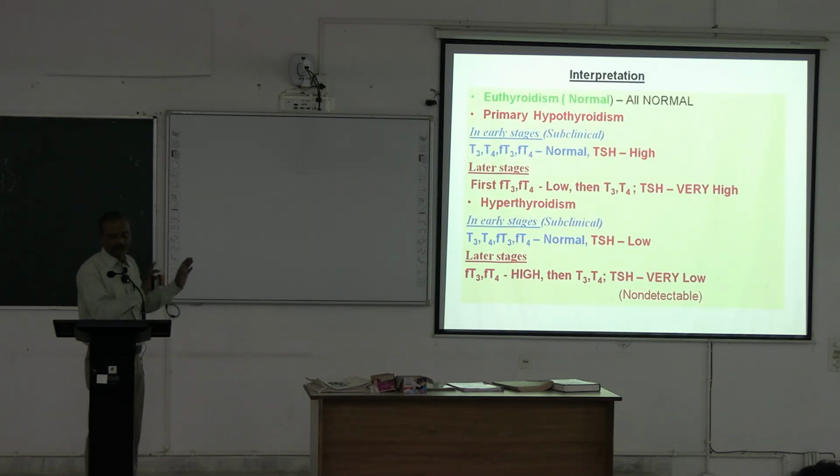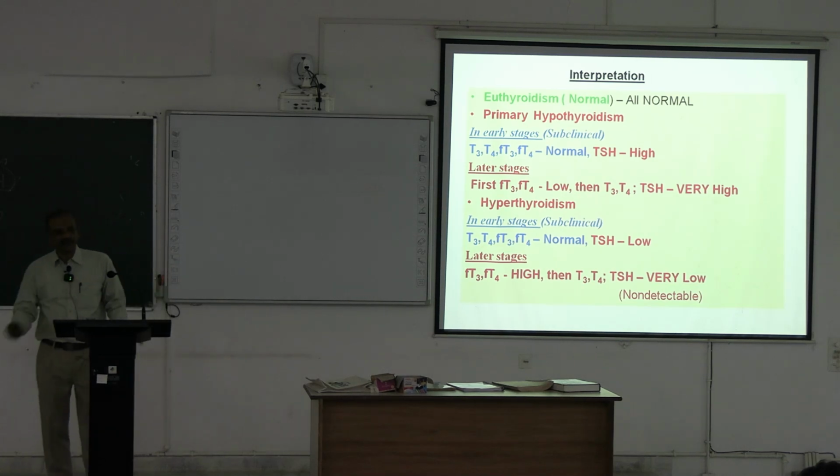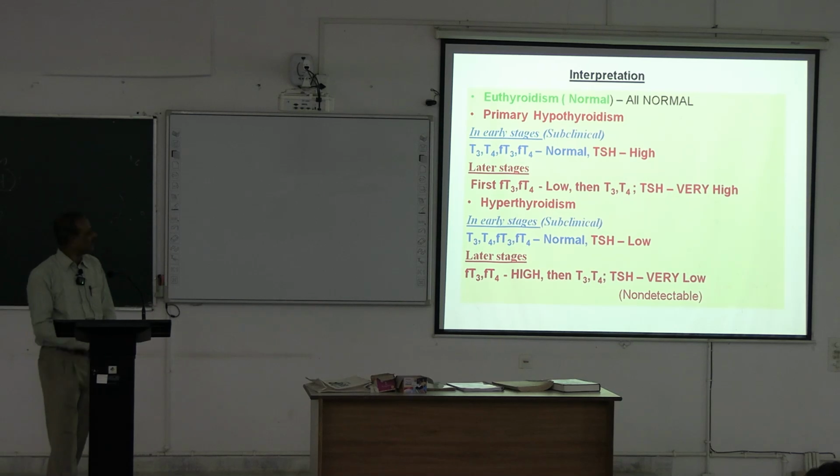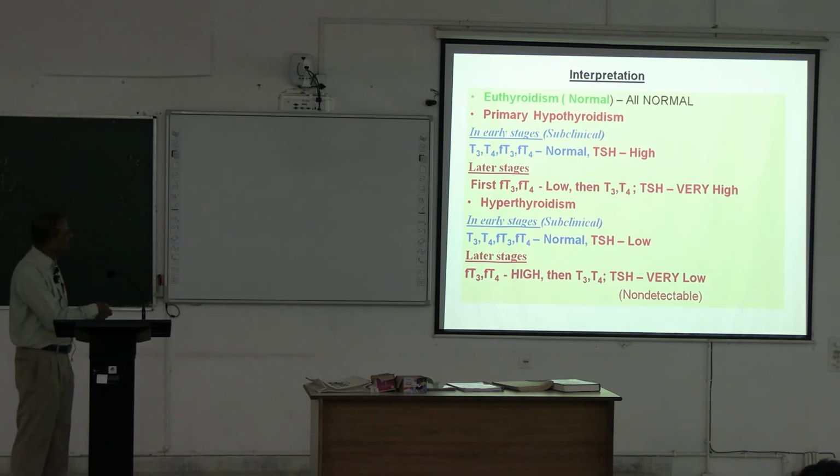In euthyroidism, all will be normal. As I told you in the picture, in the early case, that is the subclinical case, FT3, FT4 will be normal but TSH will be high. Now, in the later stages, first FT3, FT4 will be low, then total T3, T4 will be low, and TSH will be very high. In contrast, hyperthyroidism is just the reverse.